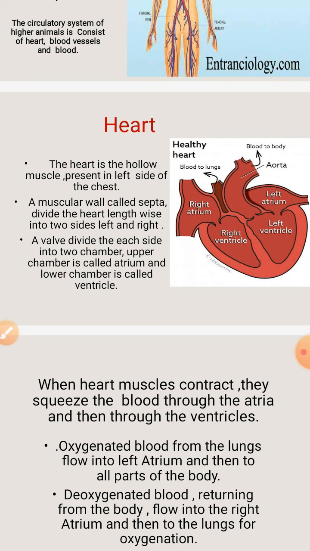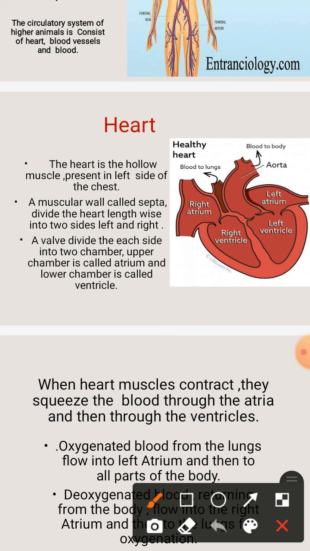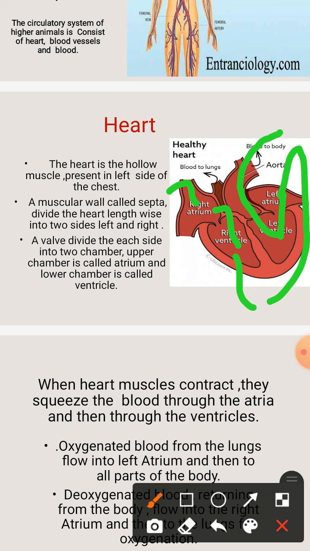This means the deoxygenated blood comes from all parts of the body into the right atrium, then goes to the right ventricle, and from the right ventricle it goes to the lungs for oxygenation. Then after purification, once it becomes oxygenated, the blood comes back to the left atrium, and from the left atrium it goes to the left ventricle, and from the left ventricle it goes to all parts of the body through the aorta. There is a complete circulation of blood through the heart.